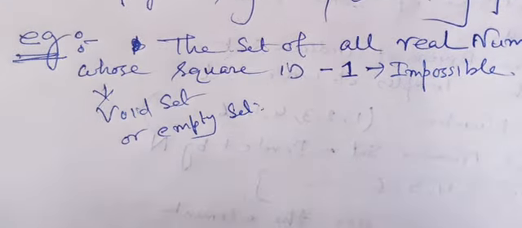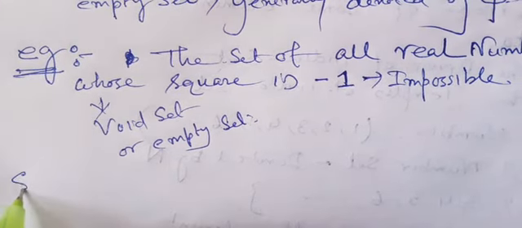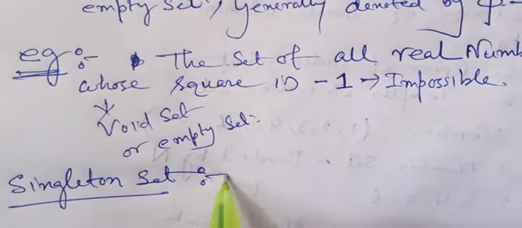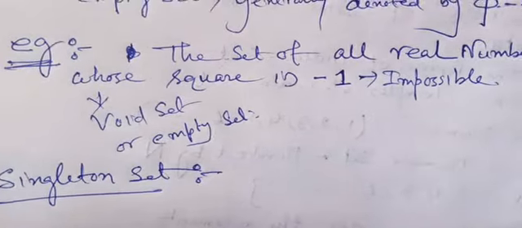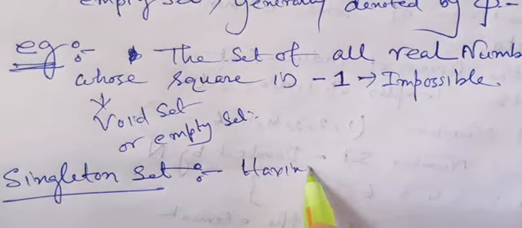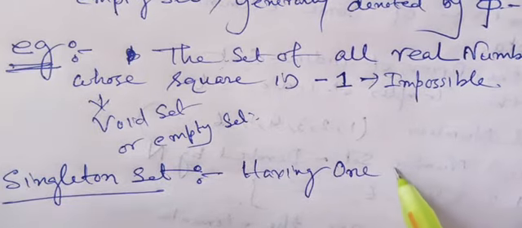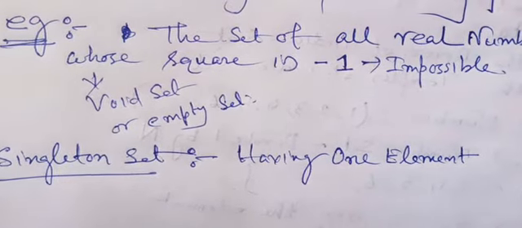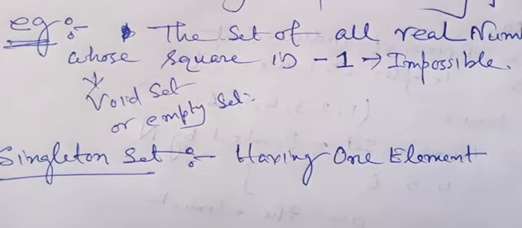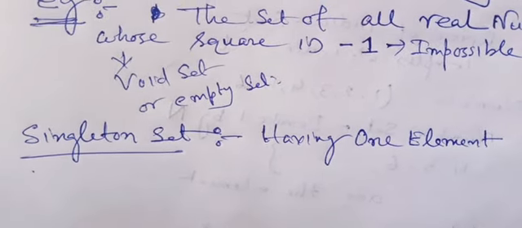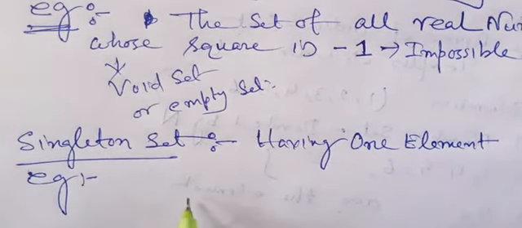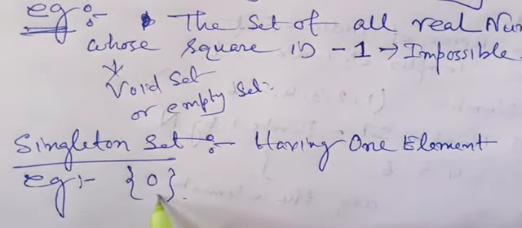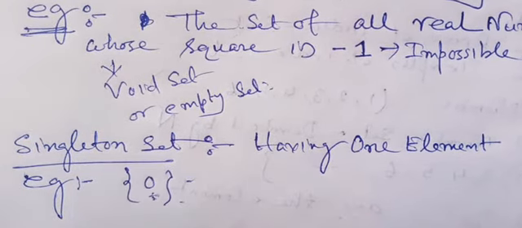Next, singleton set. A set having one element is called a singleton set. For example, if we take the set containing 0, this is one element, so this is a singleton set.